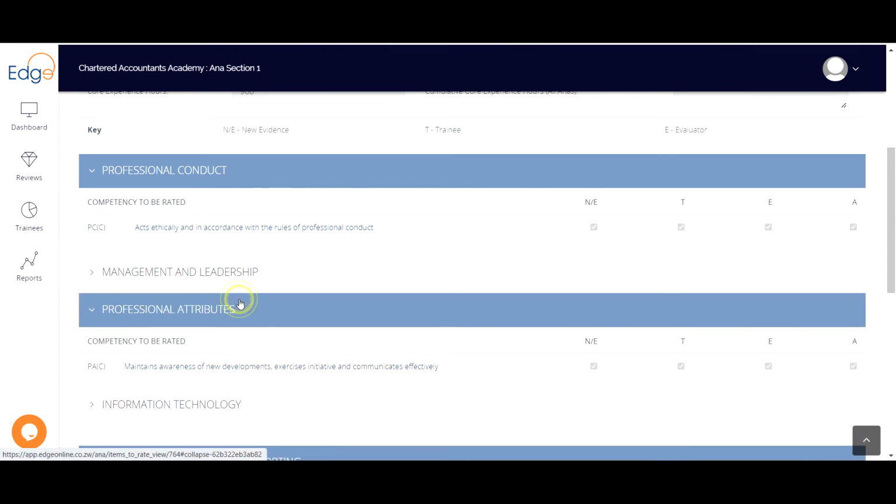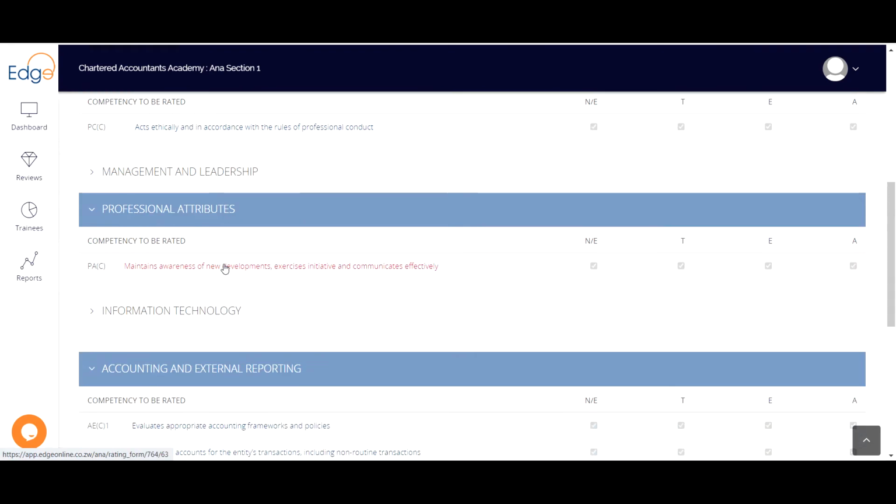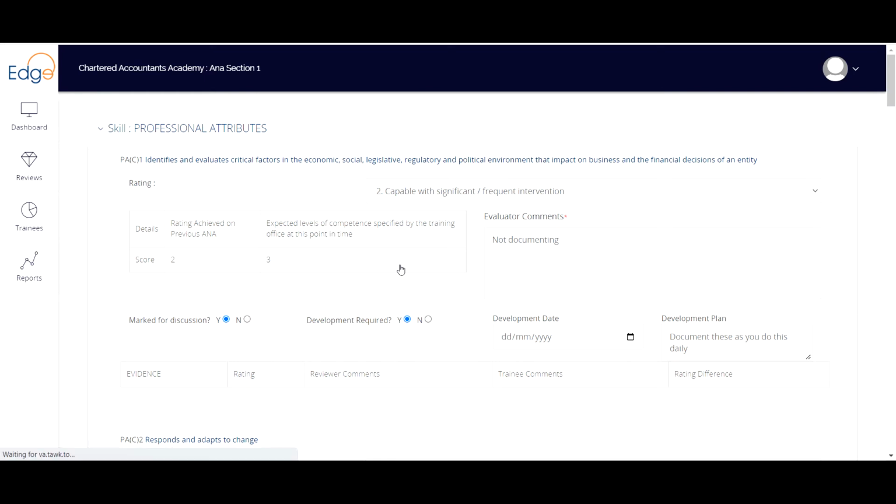So I'm going to move on to another professional skill, which is professional attributes. I'll be randomly picking these competencies for demonstration. I want to keep it short and interactive as much as we can, right? On professional attributes, you click on PA C, and you can see there was evidence submitted there.